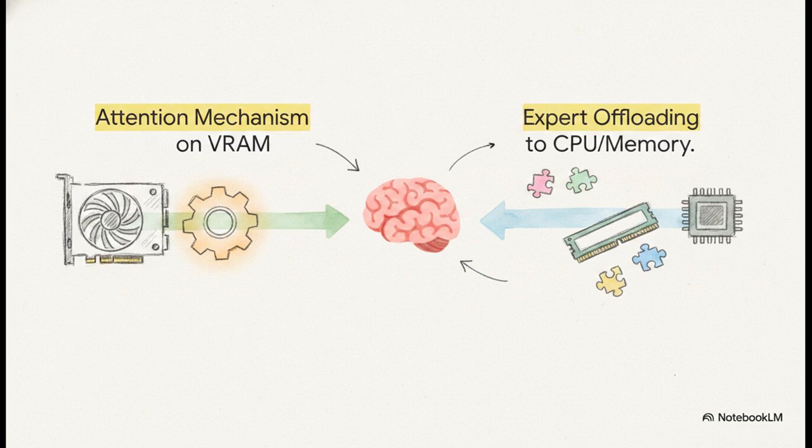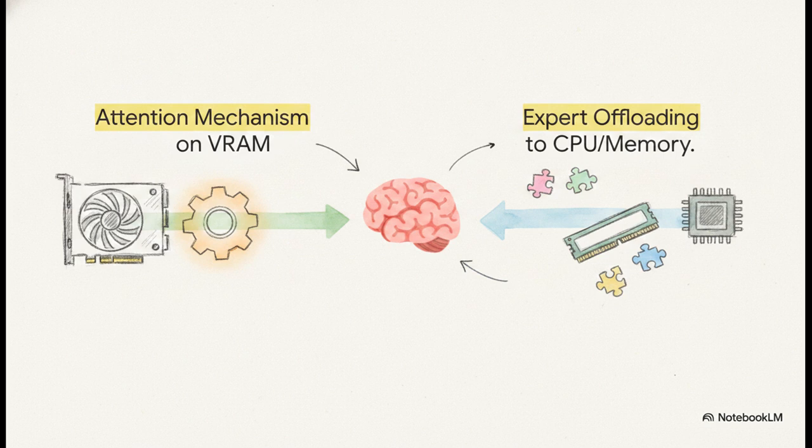We all know this. They require massive amounts of video RAM, or VRAM, because they literally have to load all of their parameters simultaneously every single time they process a prompt. But we can totally bypass this limitation by using Mixture of Experts, or MoE models. Here's the brilliant hardware trick.